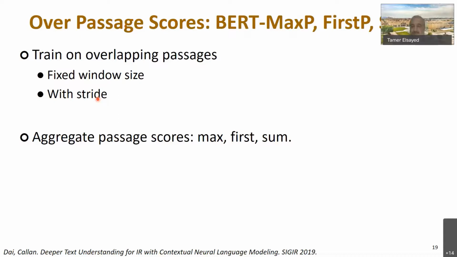Here we have 3 variants. We'll have to score all passages, but after that, we get the maximum score to be the score of the document, or we get the score of the first passage to be the score of the document, or we sum all of them. These are the 3 variants. Max P means max passage, first P, first passage, or sum P, sum of the passages. These are the 3 variants of that approach.